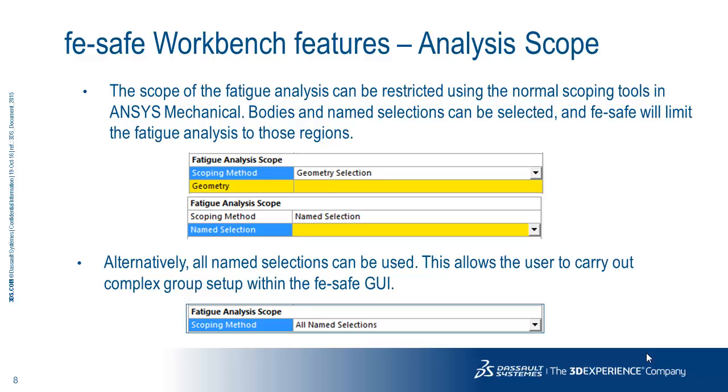Also, there is a name selection, where you can create several name selections and then choose over here which of the name selections you want to analyze in FE-SAFE. And finally, you can also choose all name selections, in which all the name selections which you have defined in ANSYS will be chosen so that you can use them in FE-SAFE.